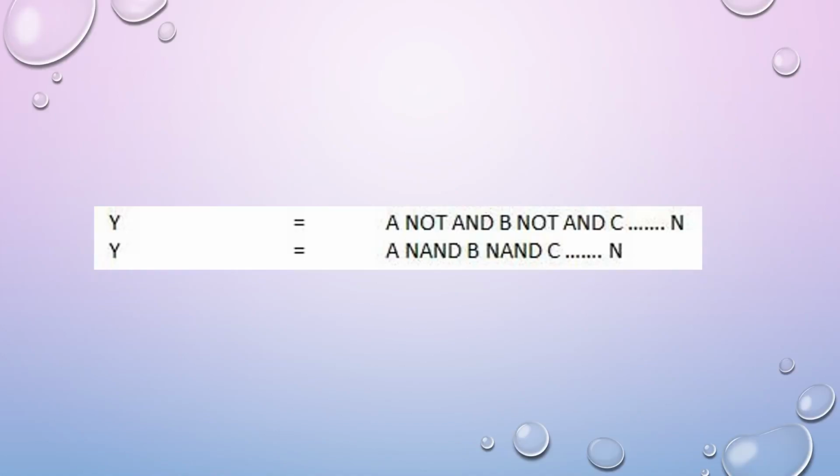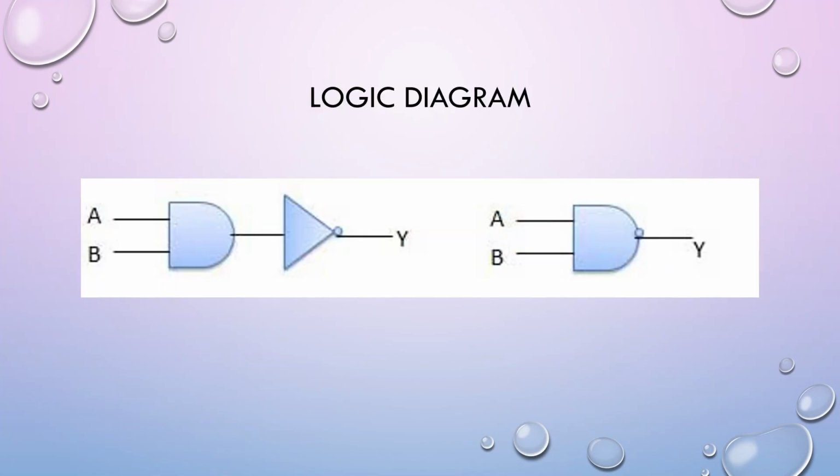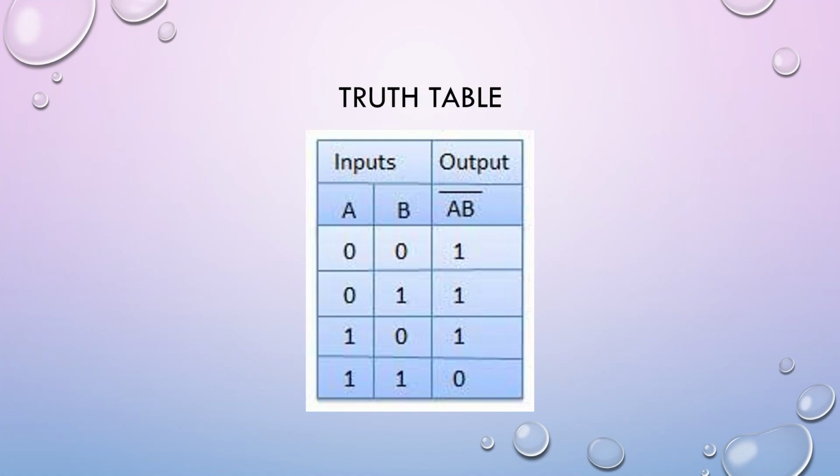This is the formula for NAND gate. And this is the logic diagram for NAND gate. You can express it in both the forms. As you can see from the truth table, when both the inputs are 0, the output will be of high level. When any one of the input is high level, the output will be high level. When both the inputs are in high level, the output will be 0.